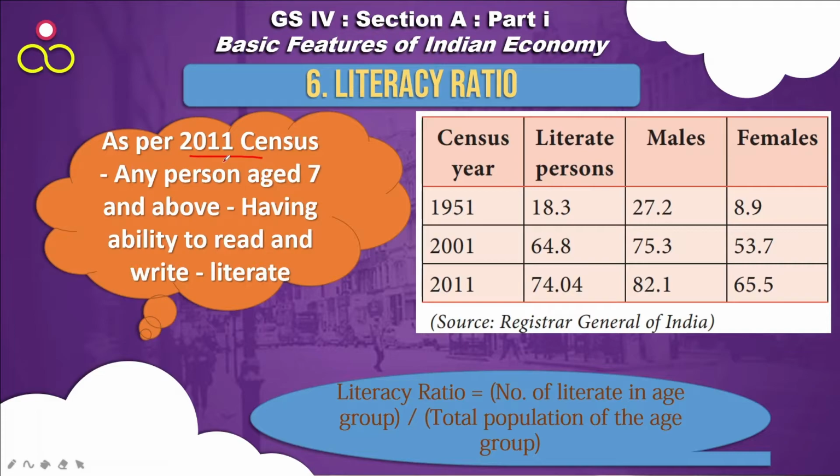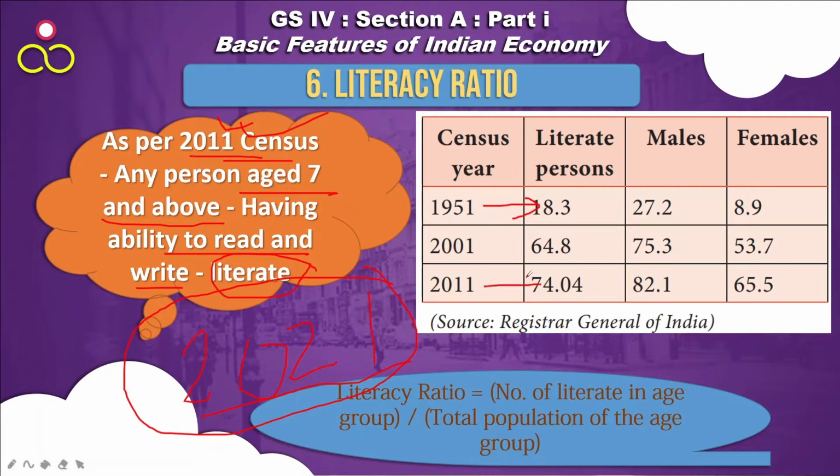As per the 2011 census, what is the literacy ratio? Any person aged 7 and above having the ability to read and write is called a literate. Why don't you guys check out what the definition of literacy is as per the 2021 census? The definition has already been finalized. You can go check out what's the definition of a literate person in the 2021 census. The literacy ratio has increased a lot. From 1951 it was 18.3%. In 2011 it is 74.04%. It is the total number of literates in the age group divided by the total population of the age group.